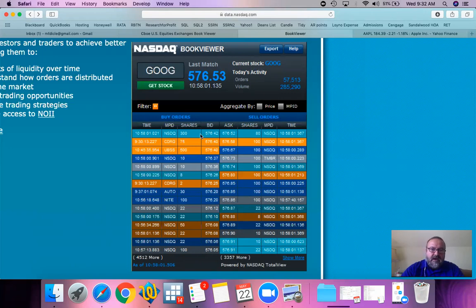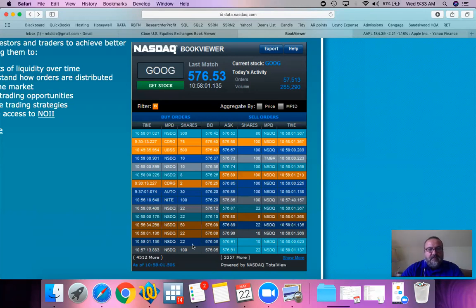And notice how you have number of shares coming from a specific exchange or specific source, and then you have the bid price, 576.42. And the current price is 576.53. Now notice this is 300 shares. The second bid price is for 75 shares at 576.40, a little bit cheaper. The third one is 500 shares at 576.40. The fourth one is 10 shares, 576.37, and all the way down to 576.05. And there are 4,512 more bid prices that didn't make it to this board.